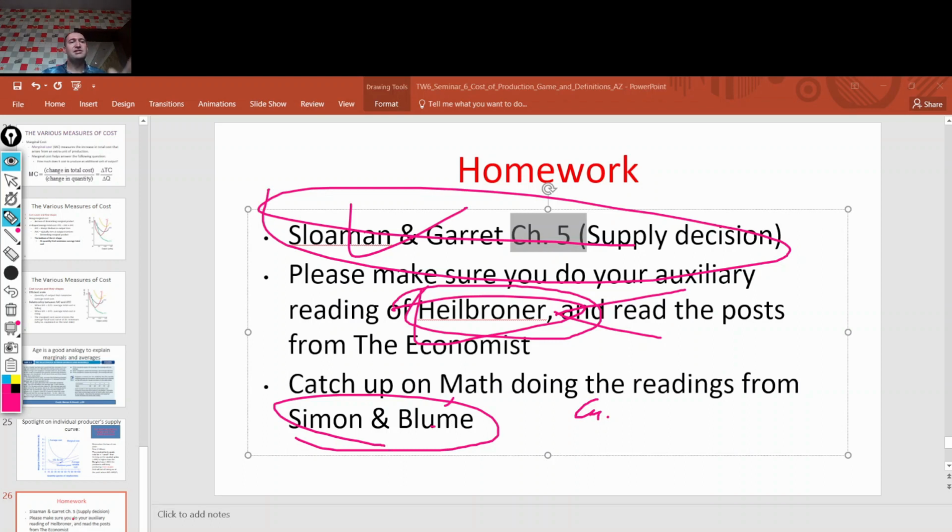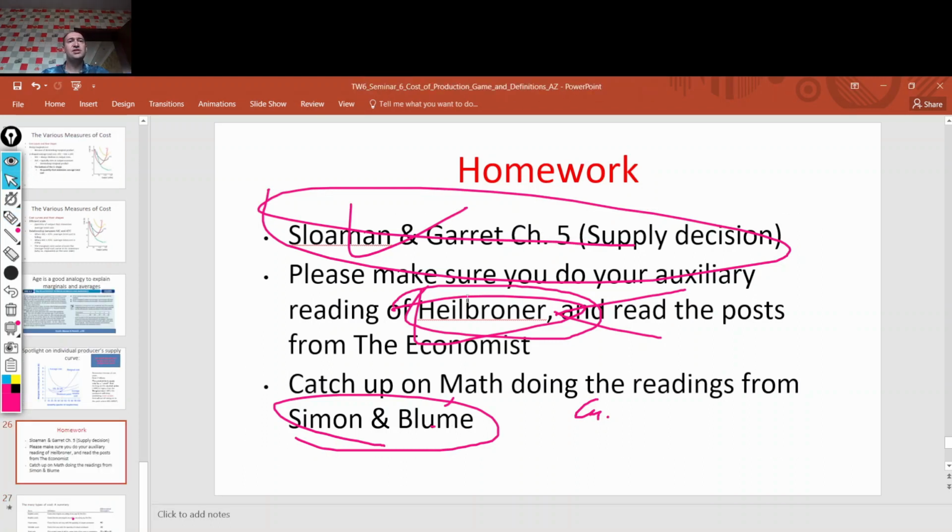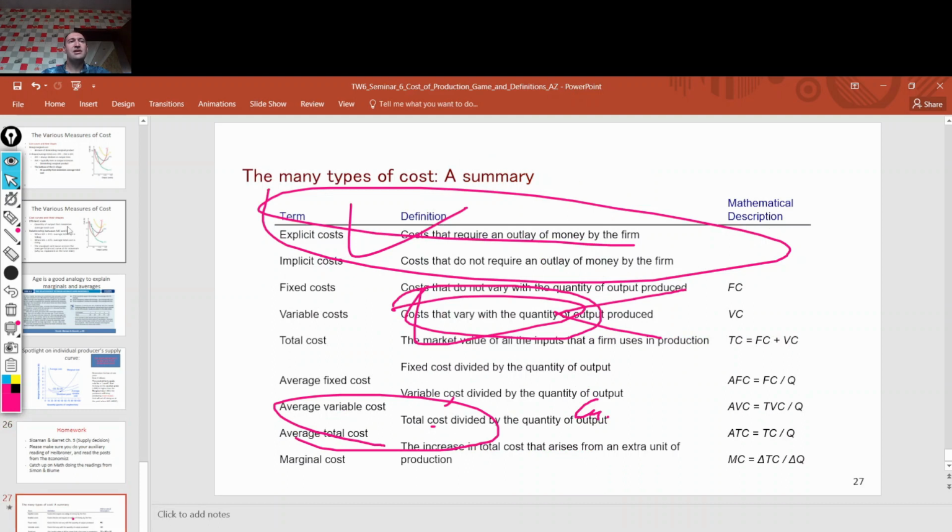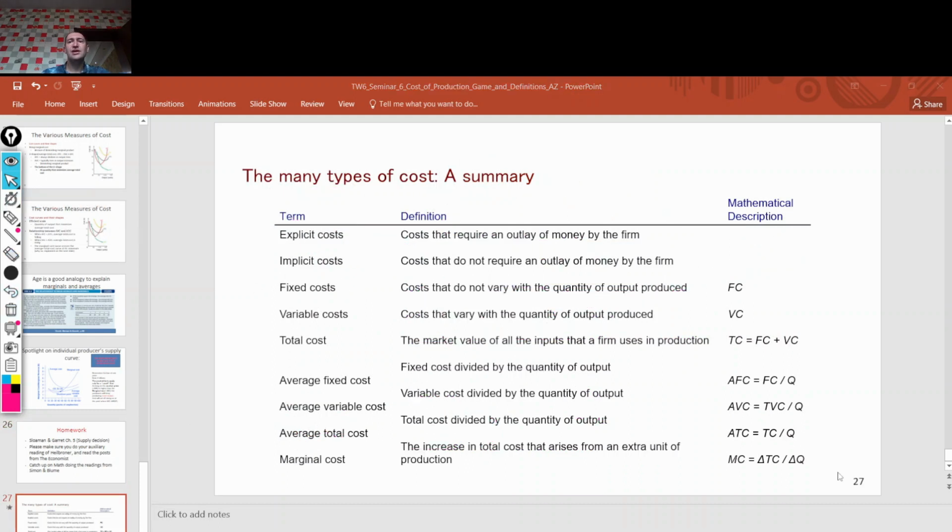I guess we are done with the class. Thank you for your attention. The summary is provided on the last slide. We have the summary of all the types of costs with the formulas. I think that's also a helpful one. We are done with the class. Thank you.